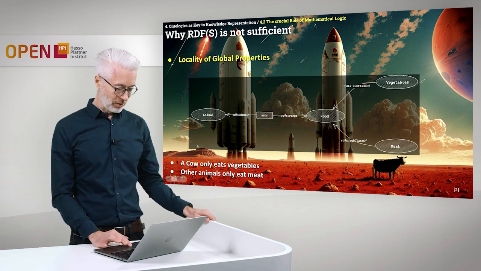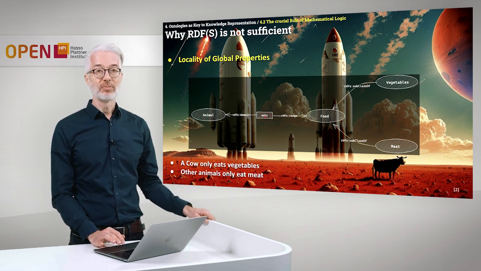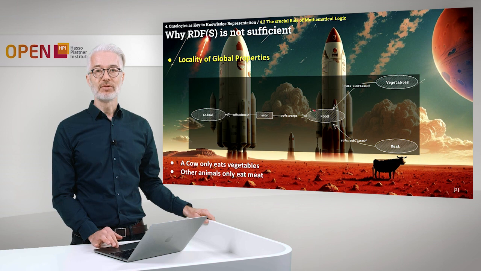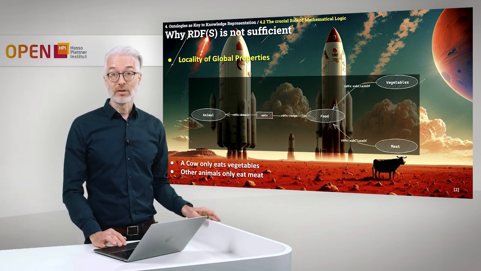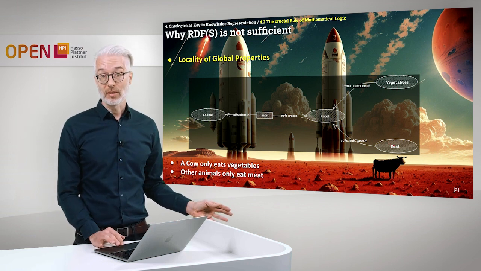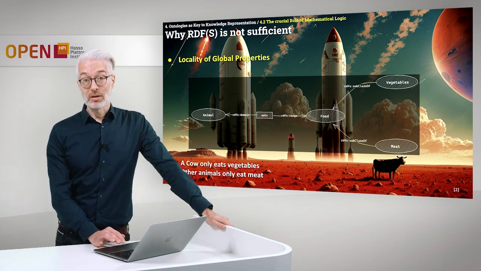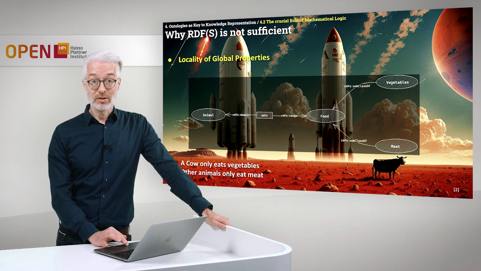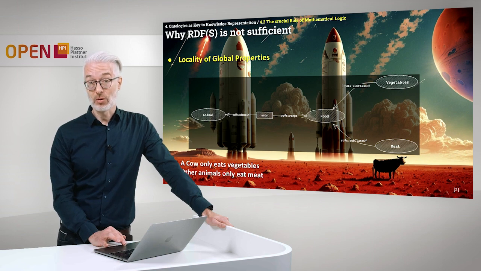So let's have a look here. I will switch on my laser pointer. You see here we have a class animal and we have the property eats. An animal eats food. That's clear. Simple as that. And as food, we can of course distinguish between vegetables, that's a subclass of food, and as well meat, that's also a subclass of food. So now, how do we denote that a cow, of course, only eats vegetables and no meat, and other animals only eat meat, and some are eating both?